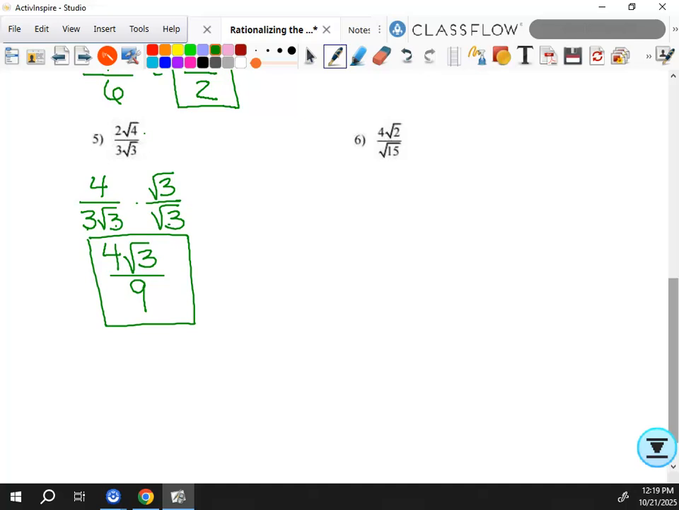All right, when I look at number 6, 15 is not a prime number, but it's just 3 times 5, so there's nothing I can simplify there. So I'm going to multiply by square root of 15 over the square root of 15. So what do I get in the numerator? 4 times the square root of what?